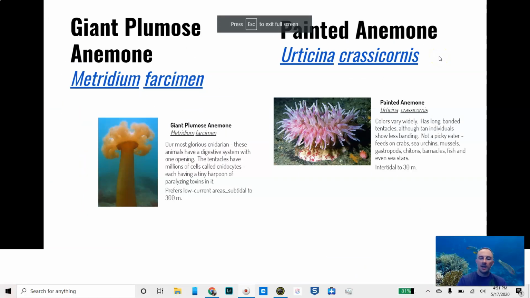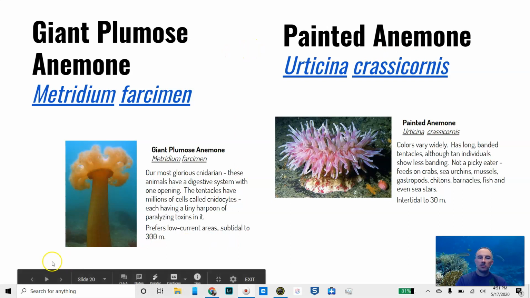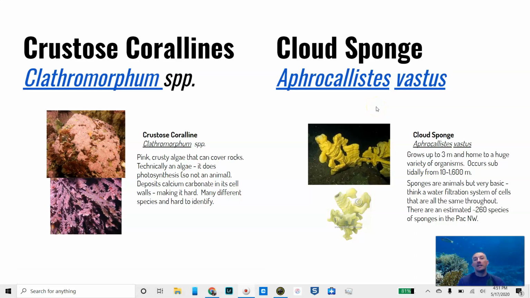The scientific name for cloud sponge is Afrocalistes vastus. So afro, think about like a big yellow afro. That's what I think about it, because they are kind of woolly. And then calistes as in calluses. So it's kind of a tough afro, and they grow in these tubes that are kind of like vases. They're hollow in the middle, so the water filters through and all the plankton gets caught, and then the filtered water gets pushed out the top of those vases.